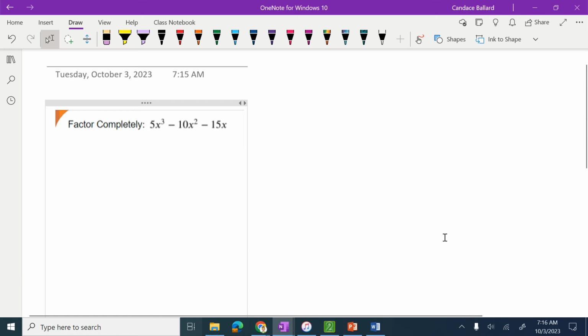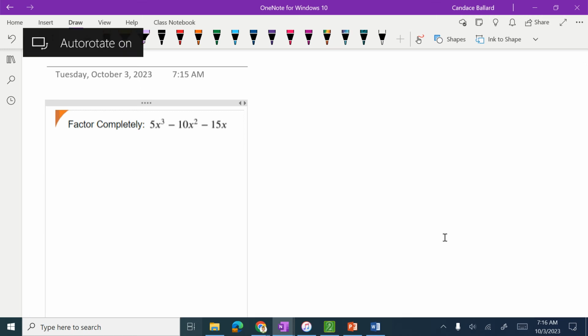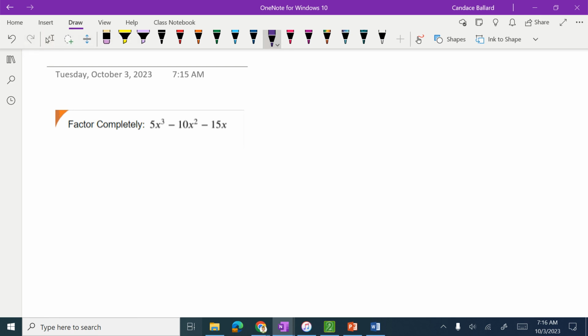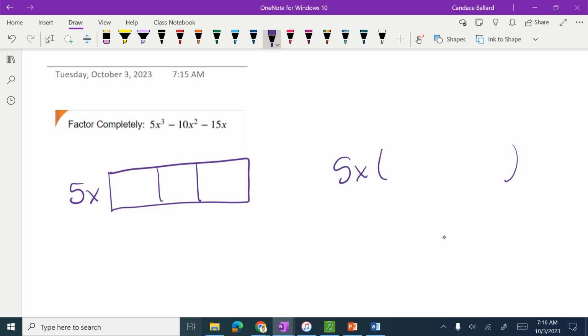In this video, we're going to look at our weekly skills check for factoring completely. So the first thing we want to do is look for a greatest common factor. And it looks like in this particular problem that we have a 5 and an x, the biggest number, and the variable with the smallest exponent. You can either use the box or you can simply just pull the 5x out.